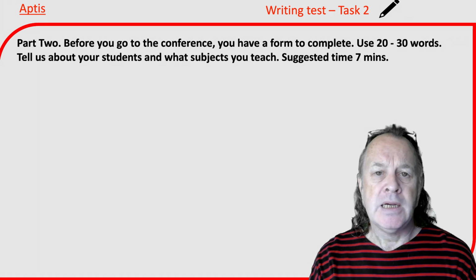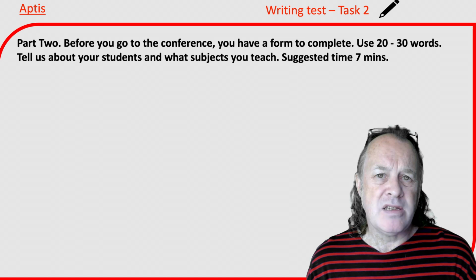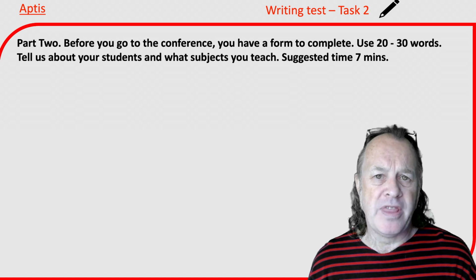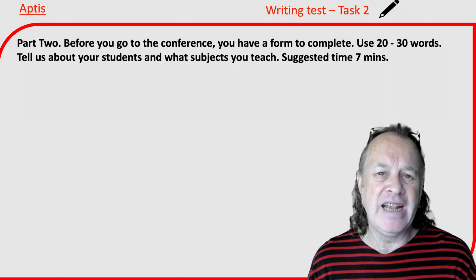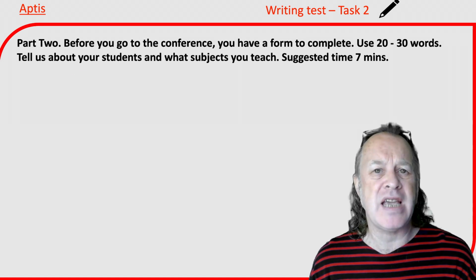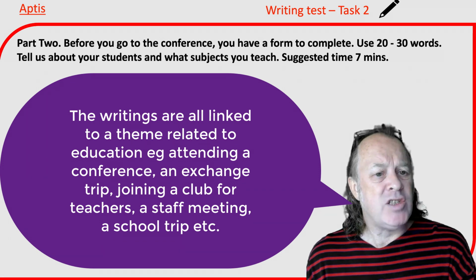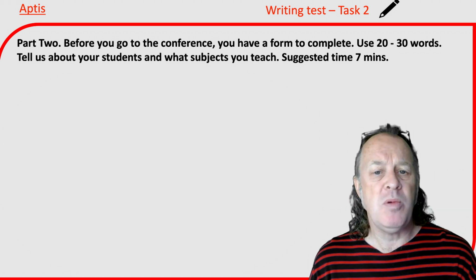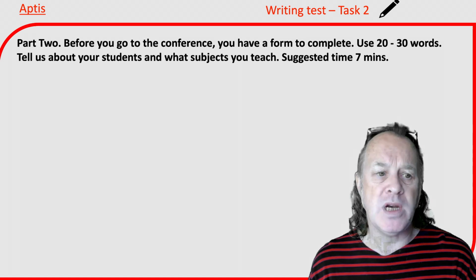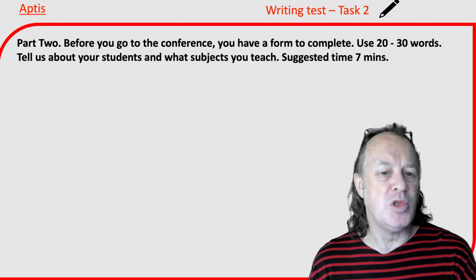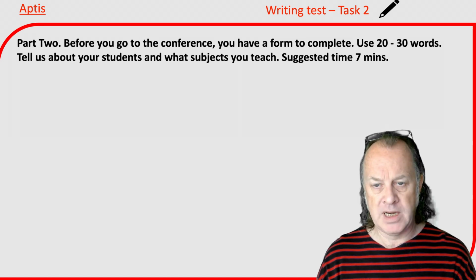Okay. So part 2. So remember, for the writing, the same as the Aptis General, all the writing tasks are linked on a theme, and in this case it's going to a teaching conference. Okay, so before you go to the conference, you have a form to complete. Use 20 to 30 words and tell us about your students and what subjects that you teach. Suggested time is 7 minutes.